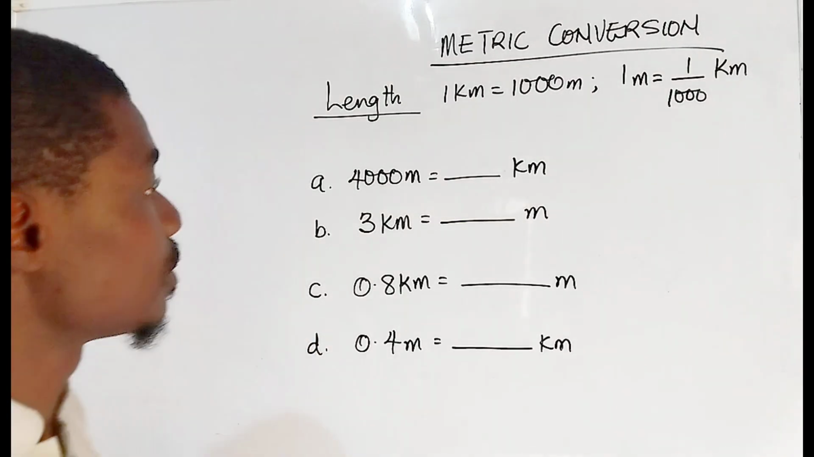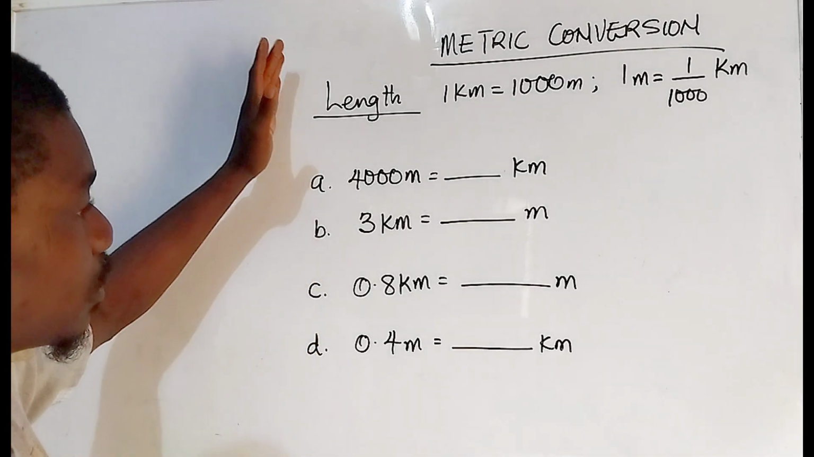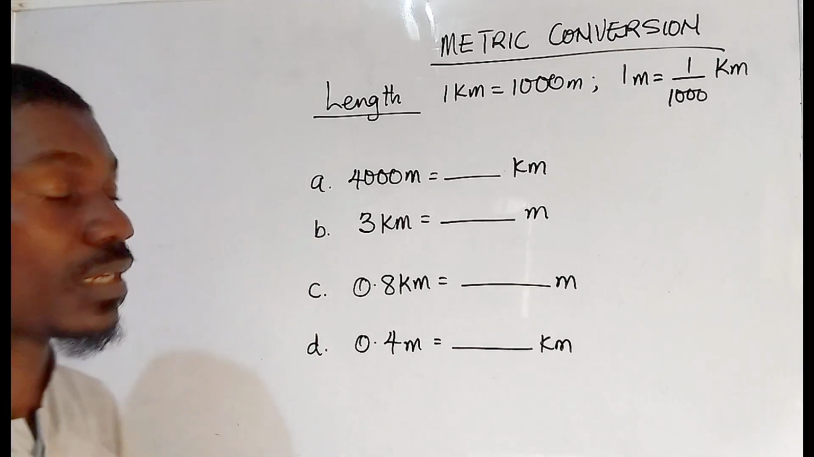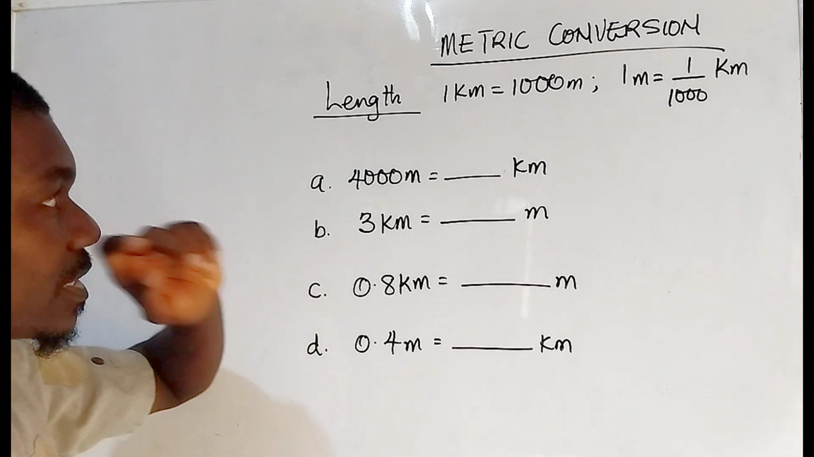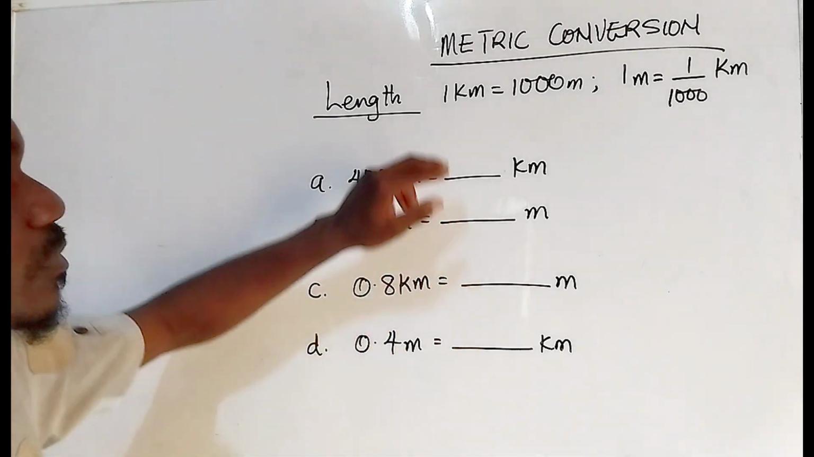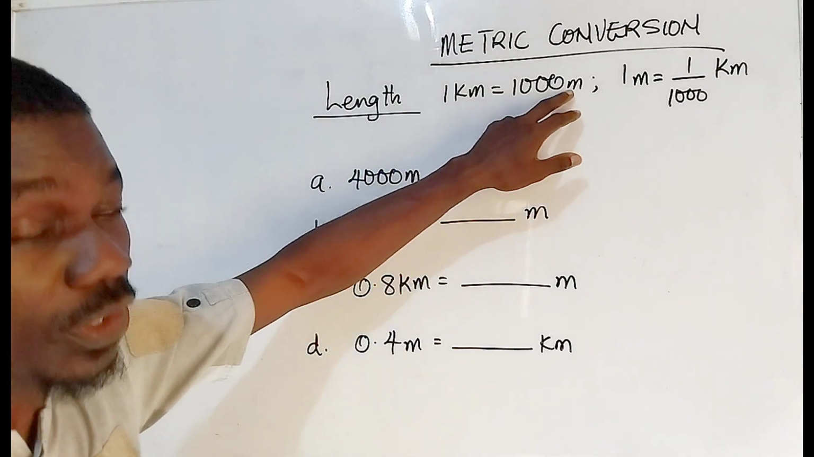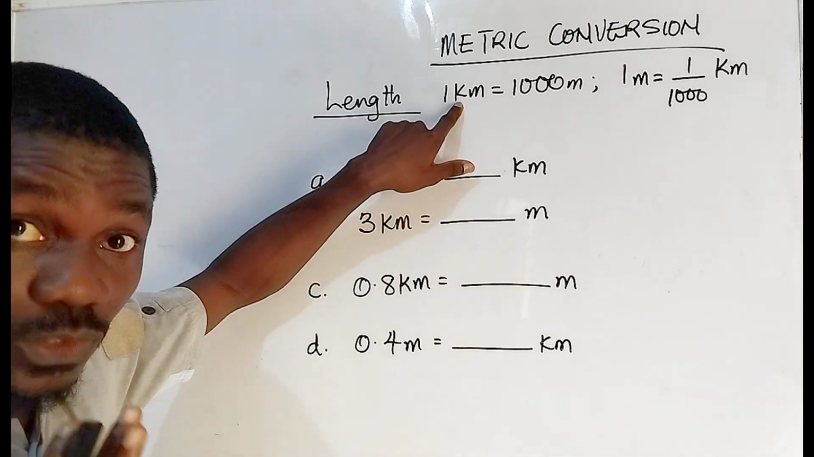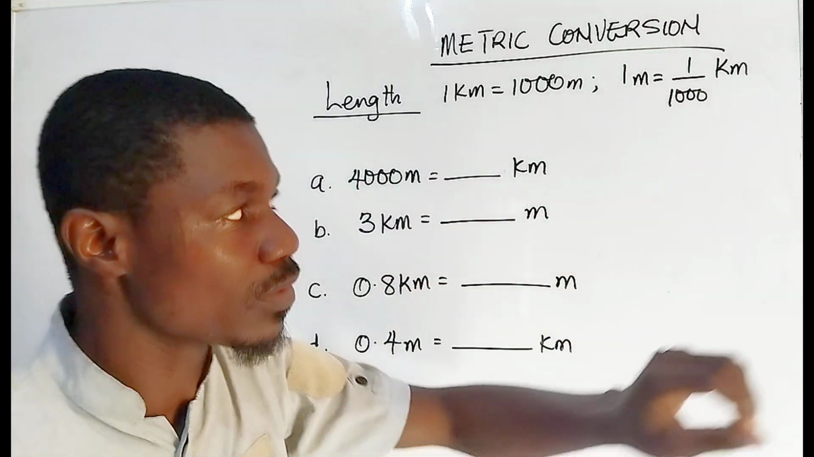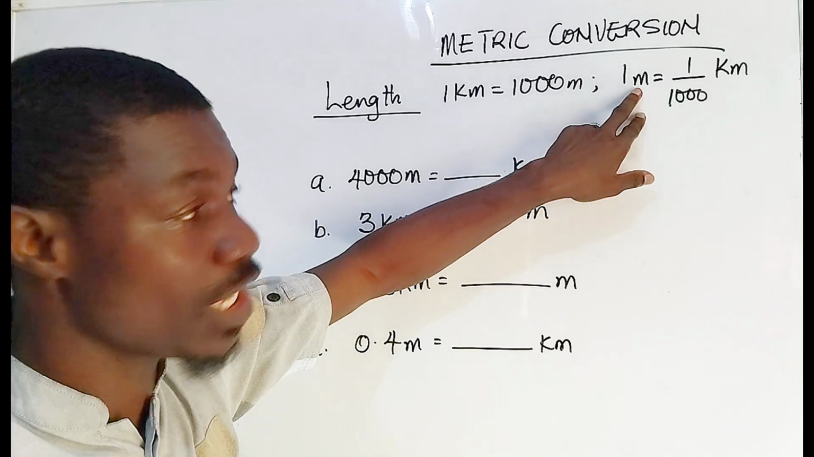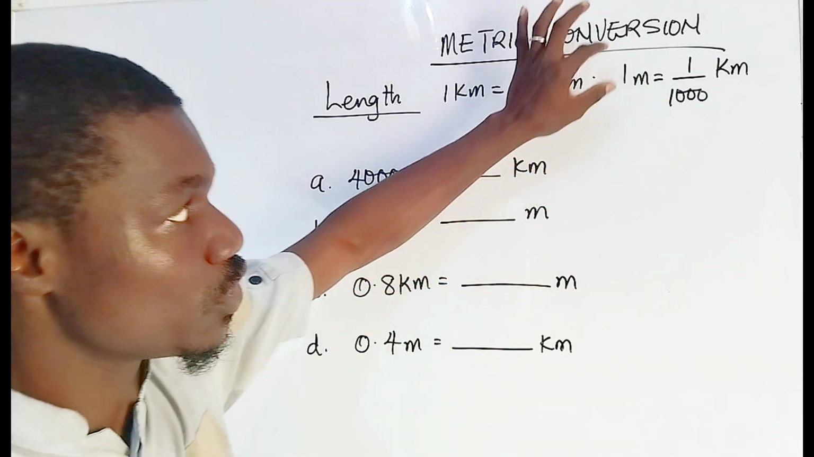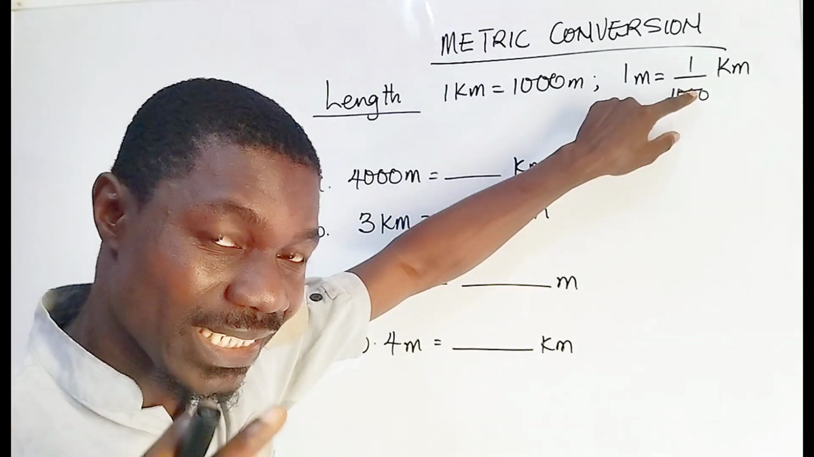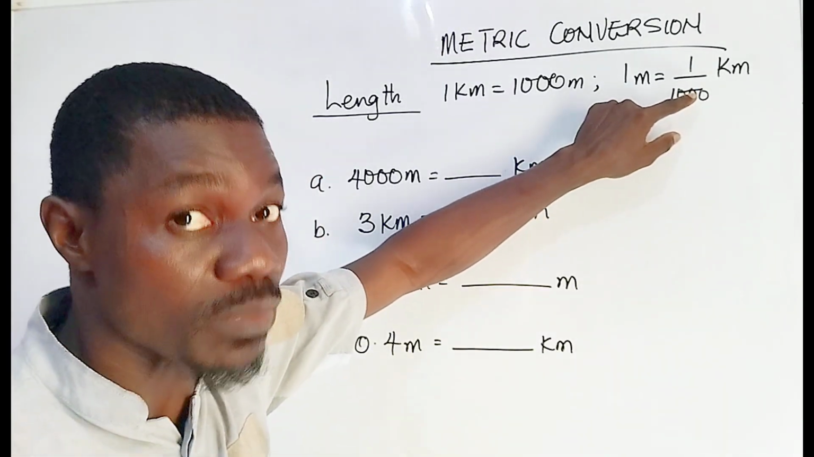Now in this tutorial, let us look at how to convert this metric unit in length. Now take note, the basics is 1 kilometer equals 1000 meter, which implies that kilo here is just 1000. Now to convert meter to kilometer, you just have it that 1 meter equals 1 over 1000 of the kilometer.